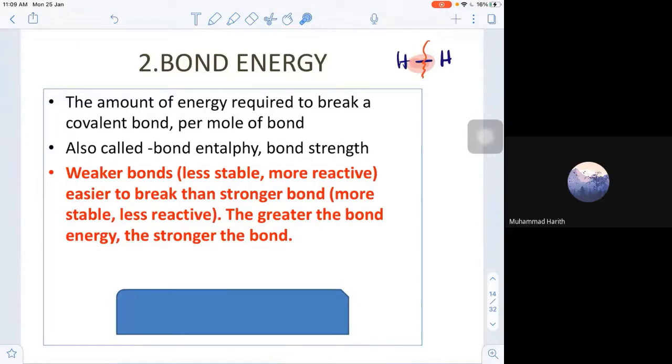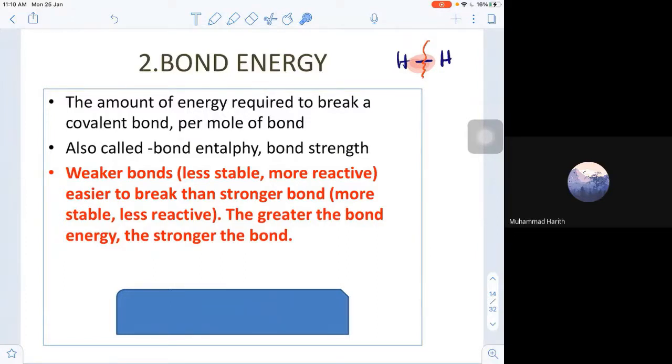It is because if we want the reaction to occur, then the former bond needs to be broken and the new bond needs to be formed. So if it is easier to happen, the former bond is easier to break and the new bond is easy to form.